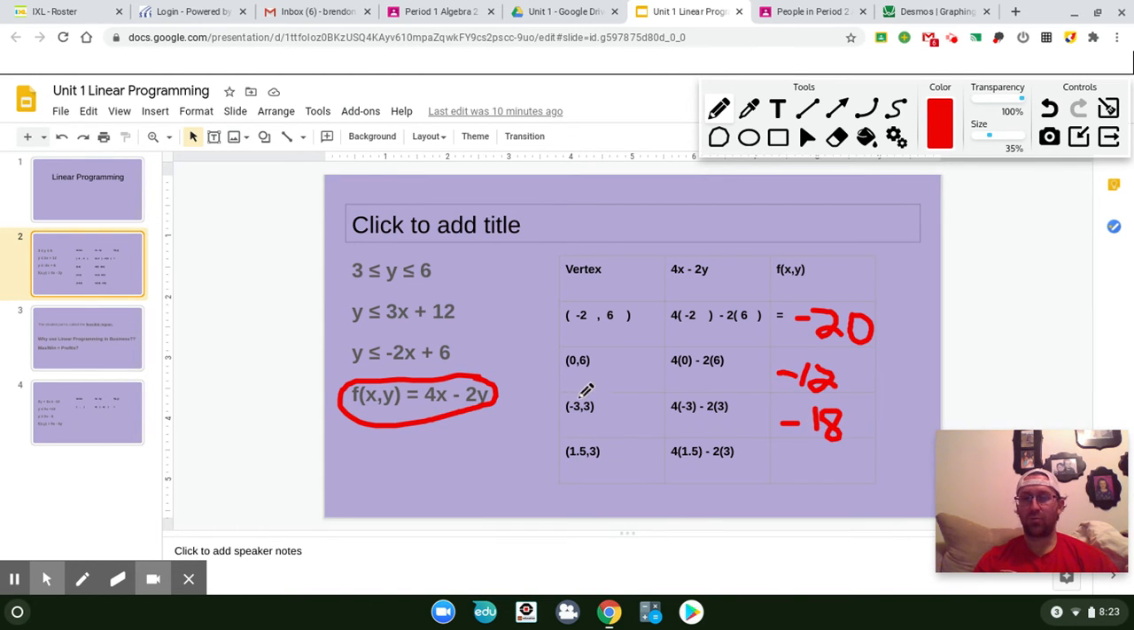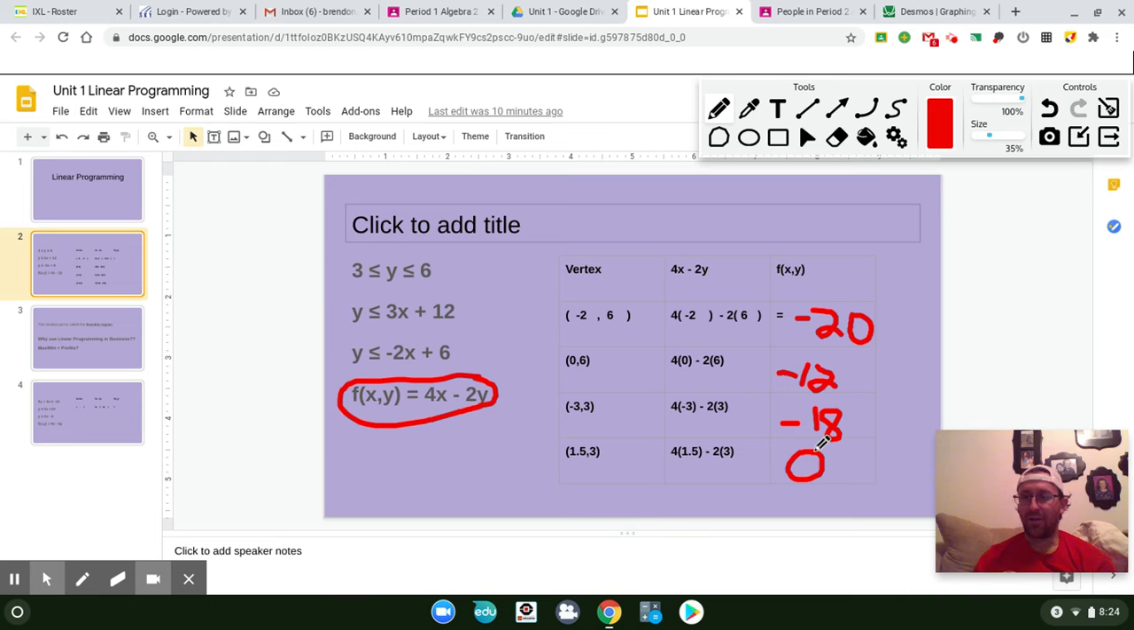And the last one was 1.5 comma 3. You can't just guess that that's 1.5. You've got to do a little bit of algebra to figure out, is that exactly halfway? We can go through that another time through a Google Meet or something like that. So 4 times 1.5 is 6, and then 2 times 3 is 6, so 6 minus 6 is 0.